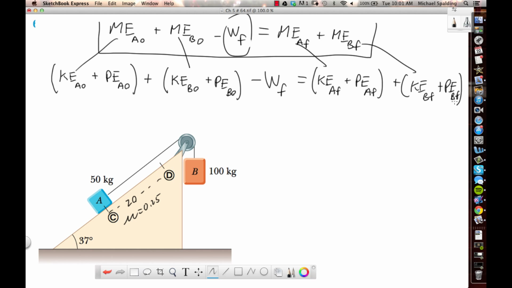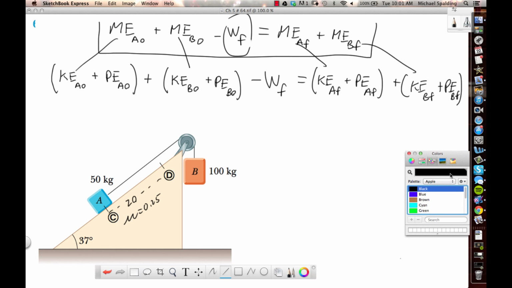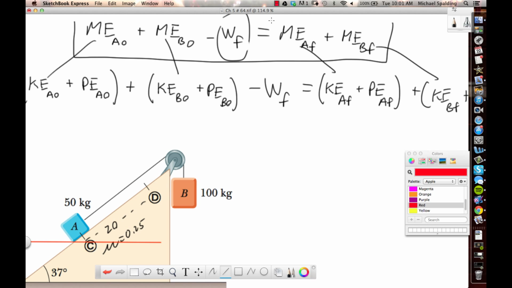Now, we got to set our 0 points. Let's put our 0 points in. There are two different 0 points. Why are there two different 0 points? Because we got two objects. Where's the best place to put your 0 point? At the lowest point. So here is the lowest point for object A. So that's the 0 point for object A. What's going to be the 0 point for object B?